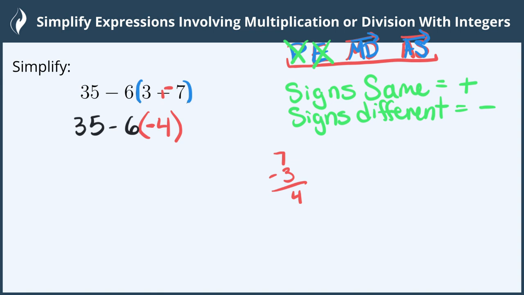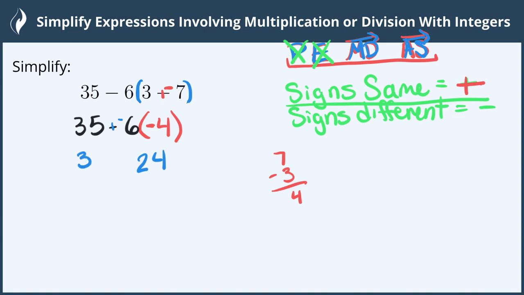I can do positive 6 times negative 4, or I can change my subtraction sign to add the opposite. Whichever way you prefer. You can either add the opposite now, or you can do it on the next step. I'm going to go ahead and add the opposite right now since I already have it written down. And this says that my signs are the same. So my answer will be positive. Negative 6 times negative 4 is positive 24.